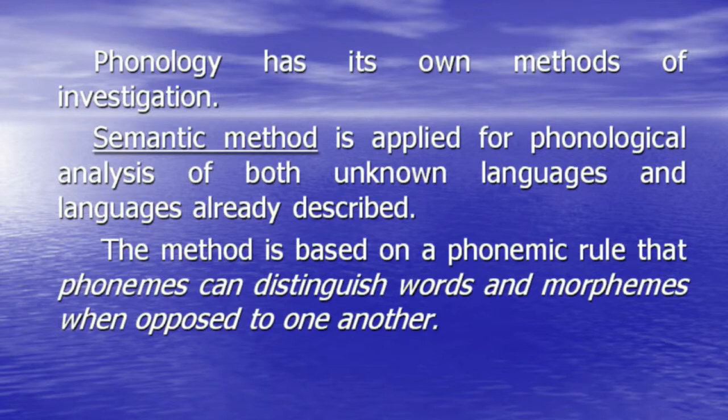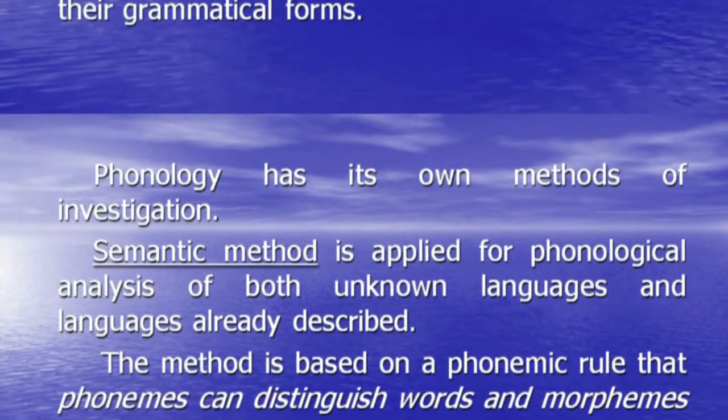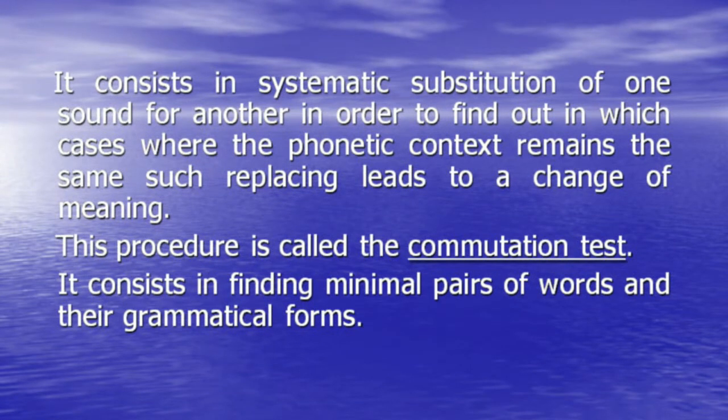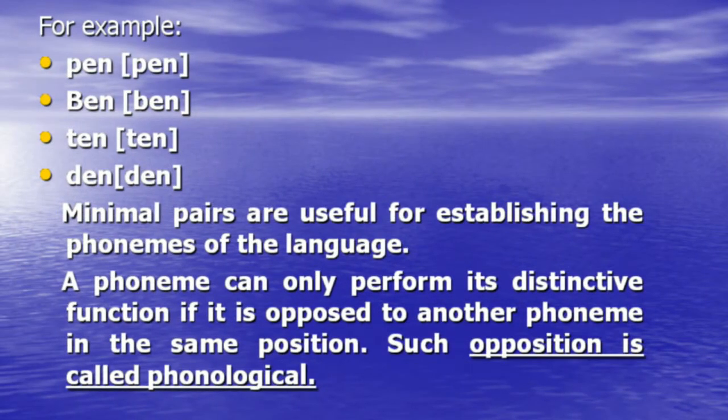The method is based on the phonemic rule that phonemes can distinguish words and morphemes when opposed to one another. It consists in systematic substitution of one sound for another in order to find out in which cases, where the phonetic content remains the same, such replacing leads to a change of meaning. This procedure is called the commutation test. It consists in finding minimal pairs of words and their grammatical forms. For example, pen, ban, ten, den. These minimal pairs are useful for establishing the phonemes of the language.